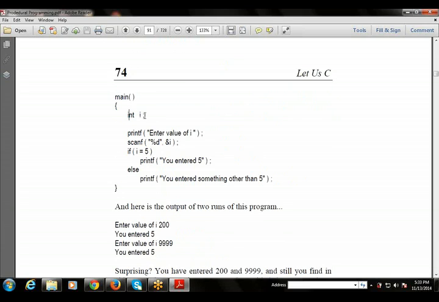A word of caution: what is the output of the following program? In the main function, one variable int I is declared, of integer type, which takes only discrete values, and the specifier is %d. The program takes input from the user: printf enter the value of I, then stores it in memory with scanf %d &I. Now it checks the condition: if I equals 5, then printf you entered 5.